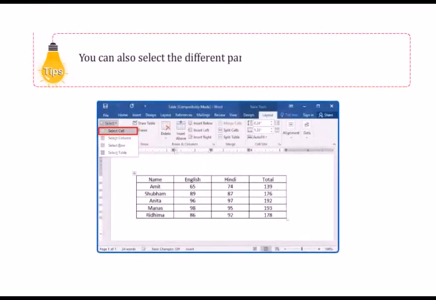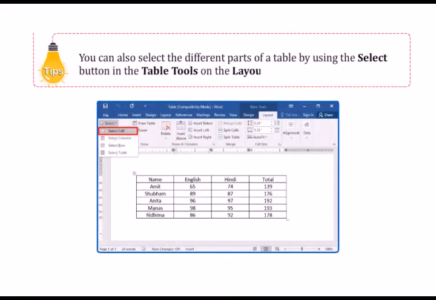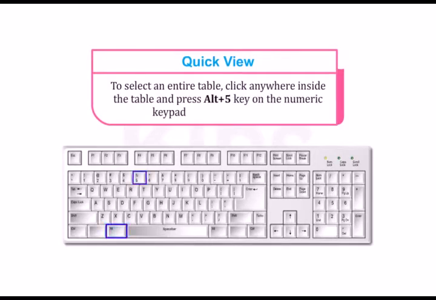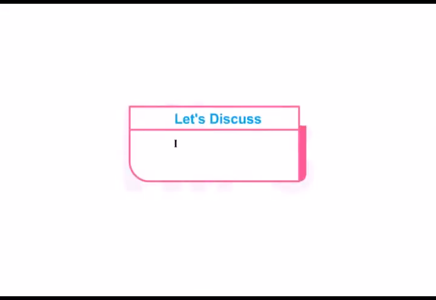Let me give you a tip. You can also select the different parts of a table by using the Select button in the Table Tools on the Layout tab. Students, let's take a quick view. To select an entire table, click anywhere inside the table and press Alt+5 key on the numeric keypad with number lock off. Quickly recall what is the difference between Draw Table option and Insert Table option.